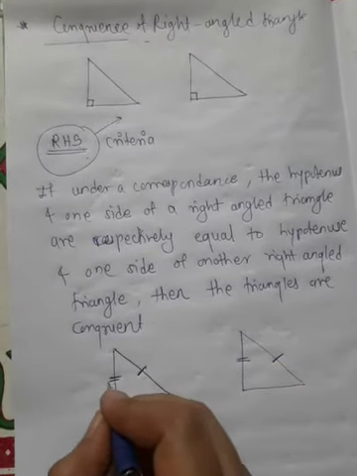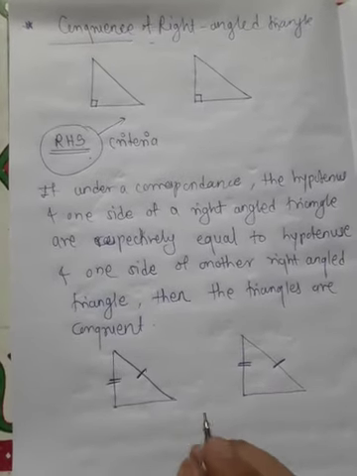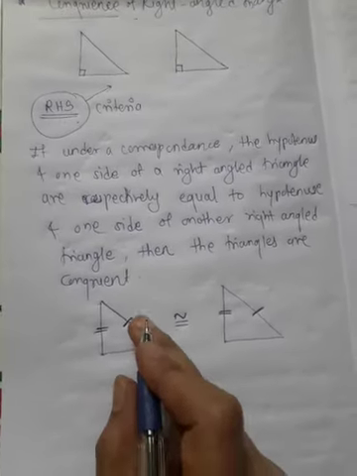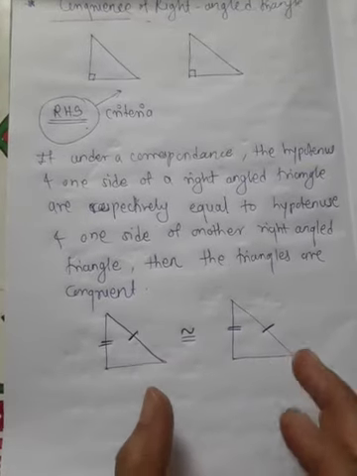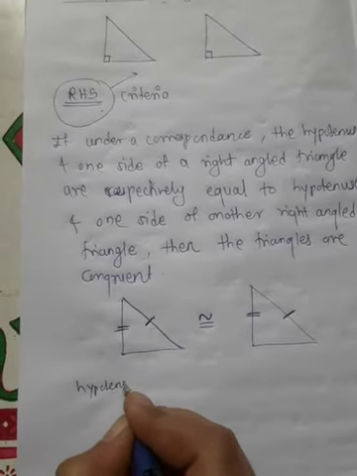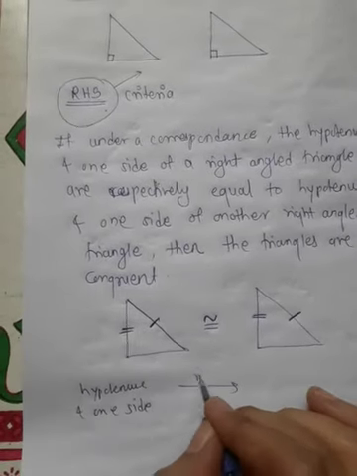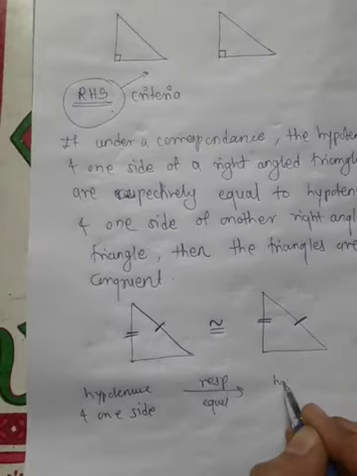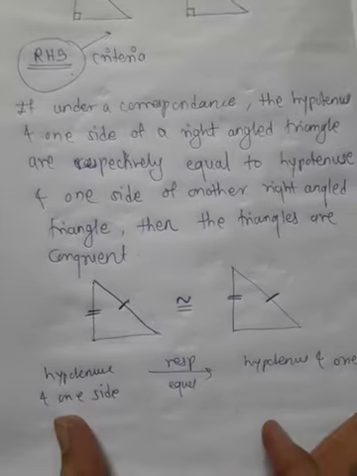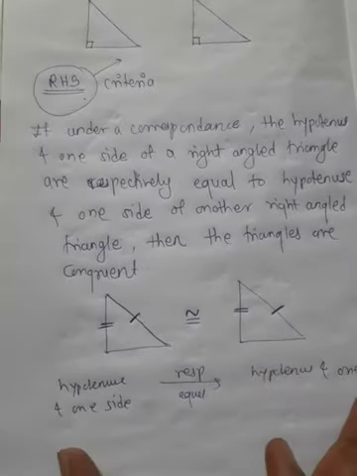means if the hypotenuse and one side of two right angle triangles are equal, then we can say these two right angle triangles are congruent. Okay, the hypotenuse and one side of one right angle triangle are respectively equal to the hypotenuse and one side of the other right angle triangle. If this happens, then only we can say that the two right angle triangles are congruent.